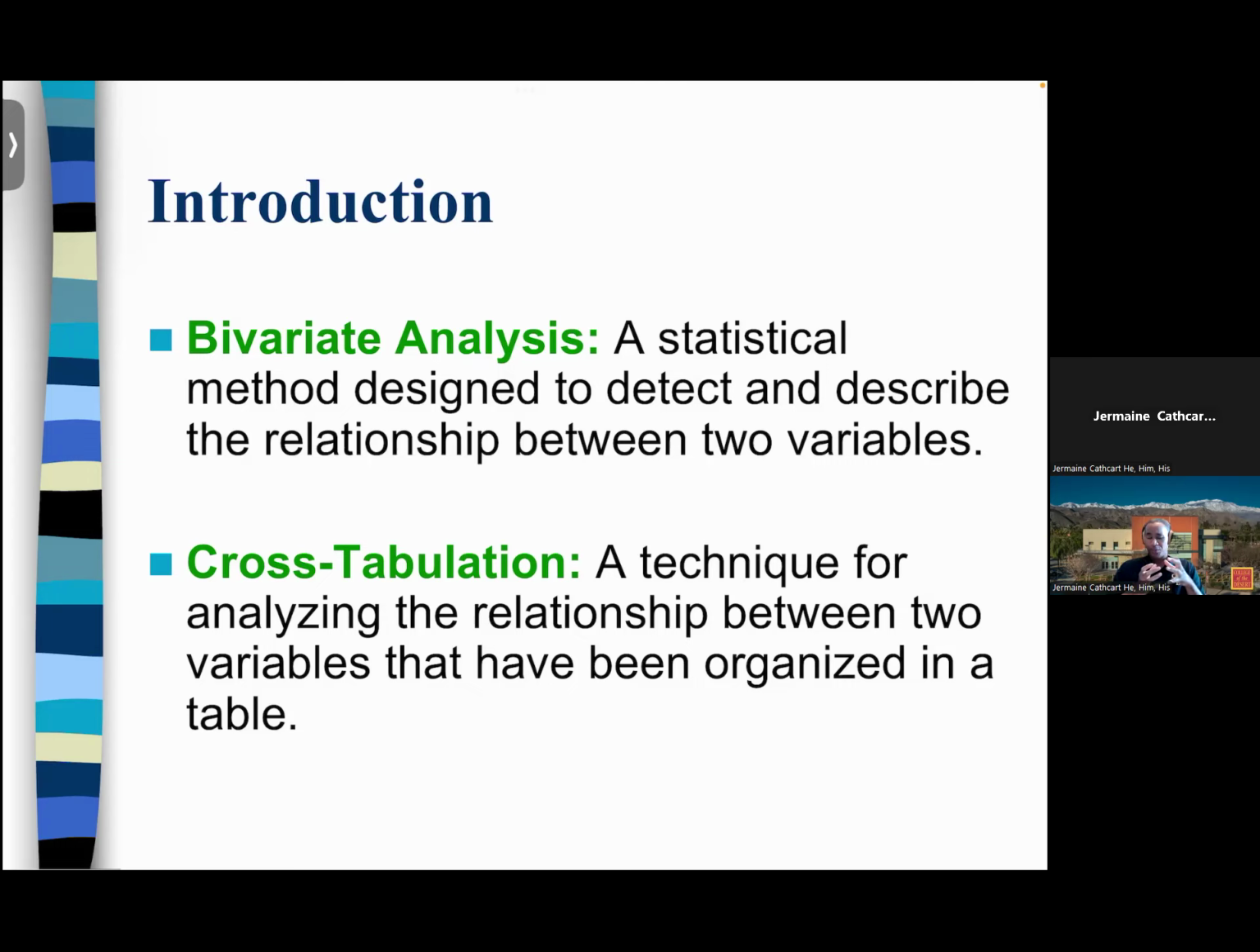And cross tabulation, what is that? That's a technique for analyzing the relationship between two variables that are organized in a table. So you have basically two frequency distributions that are laid on top of each other. So if you're looking at something like race and income, or political affiliation and satisfaction with the election outcome, right? You could take one variable laid across the other, and that would be an example of a crosstab.